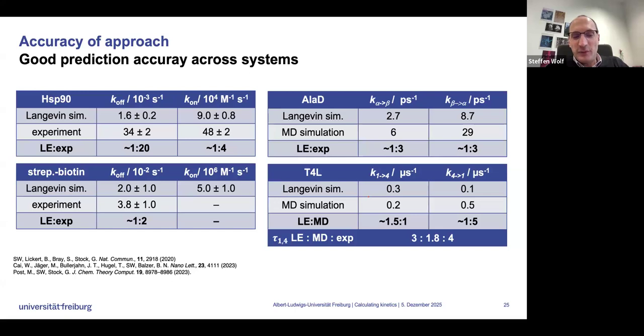Again, usually what you need to do here is you need to perform a lot of simulations. That means on the order of 500 simulations, you need to roughly have 100 simulations per pathway to obtain a quite good convergence of free energy.